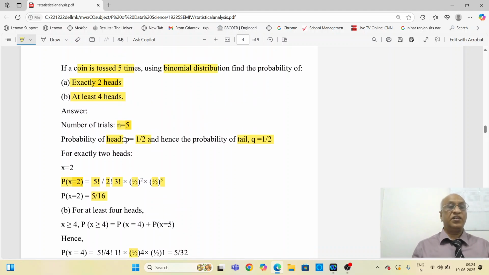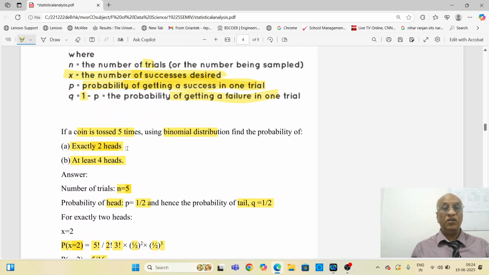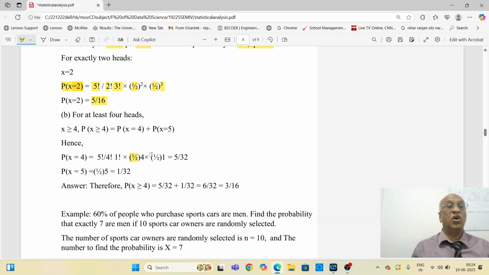Now, the next question is, we have to find the probability of at least 4 heads using binomial distribution. So how do I get it? When I say at least 4 heads, I am saying x is greater than or equal to 4. When I say x is greater than or equal to 4, I am saying x is equal to 4 plus x is equal to 5. So I need to find the probability of x is equal to 4, then the probability of x is equal to 5, then add them.